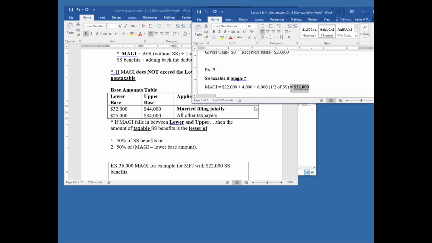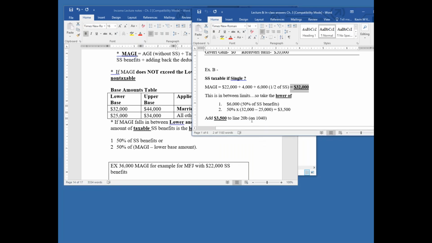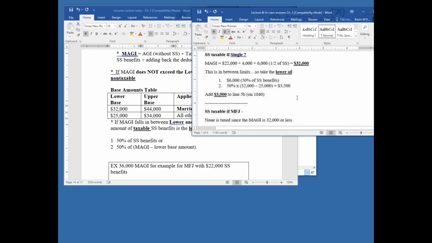All right, so the first step, 50% of 12,000 is 6,000. So I either have to put that down or the lower of 32 minus 25. Take 50% of that. So that's only 3,500. What I'm actually going to have to record on line 5B is 3,500, the lower. If I'm married, notice I don't exceed the lower base. So therefore, I don't have to include any of it. None of the Social Security would show up as taxable income.